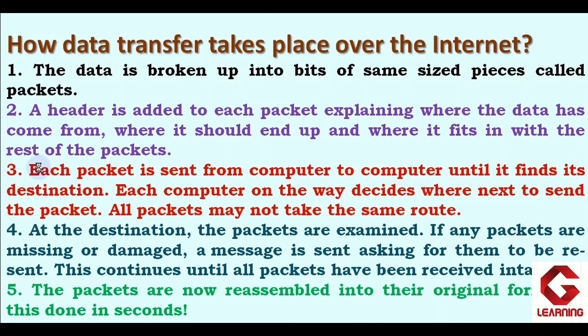So this is happening in the first step: the complete message or data is not sent as it is from sender to receiver. It is divided into same small size pieces, and each small piece is called a packet. Now after that, the second step is that a header is added to each packet explaining where the data has come from, where it should end up, and where it fits in with the rest of the packets.